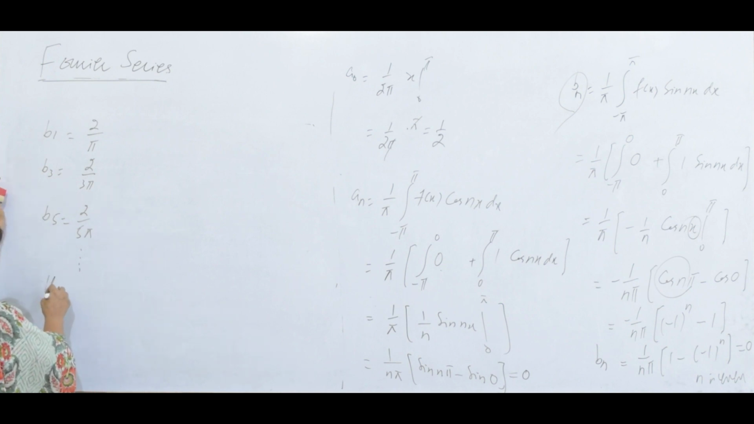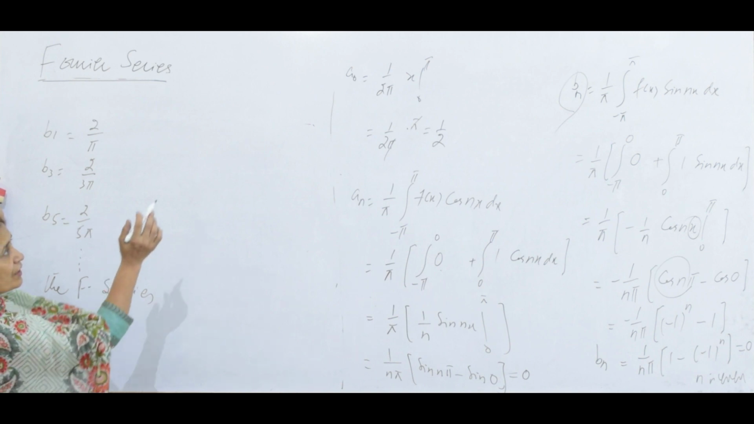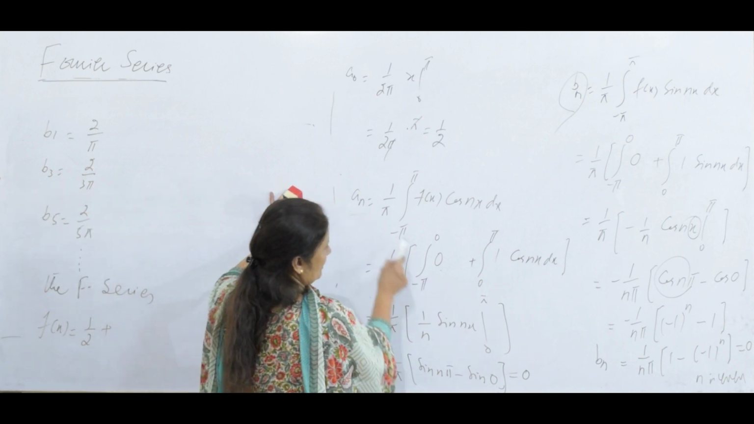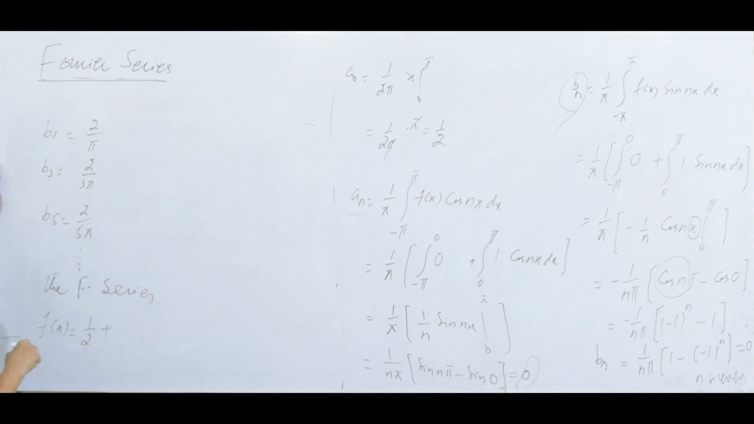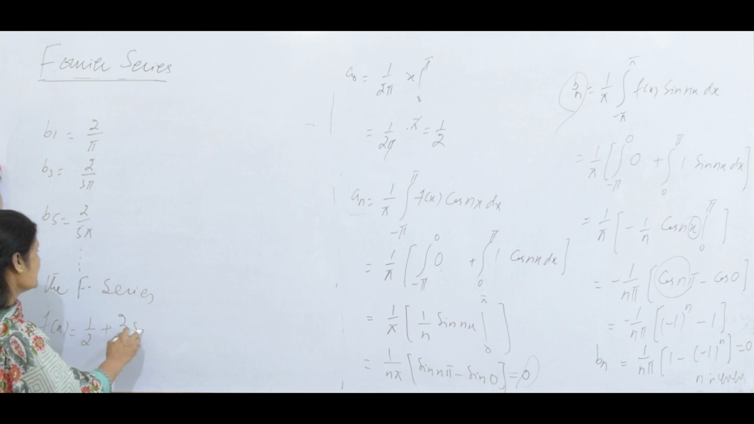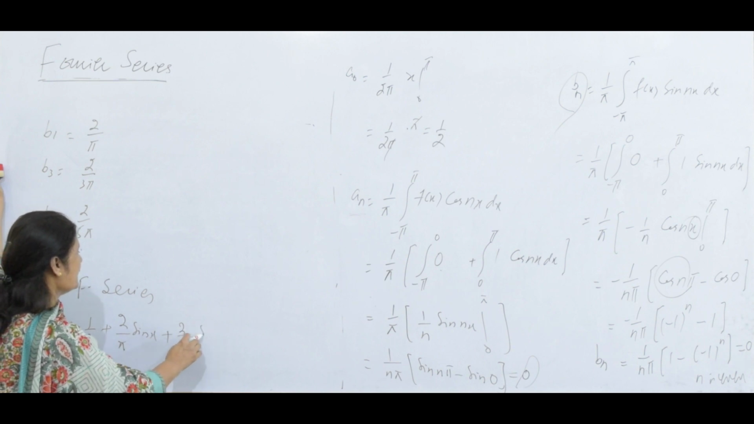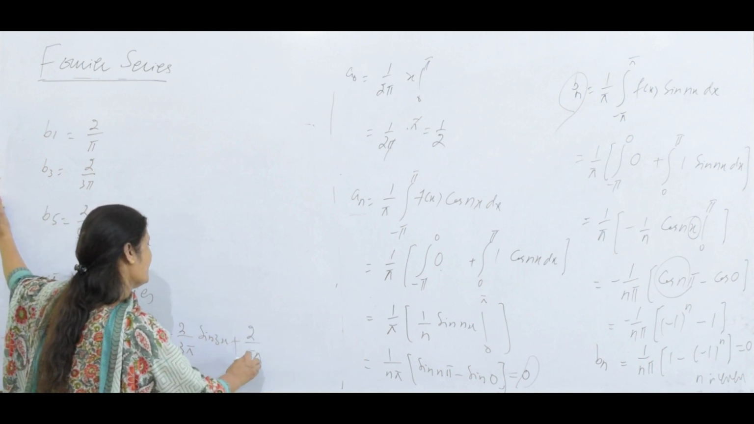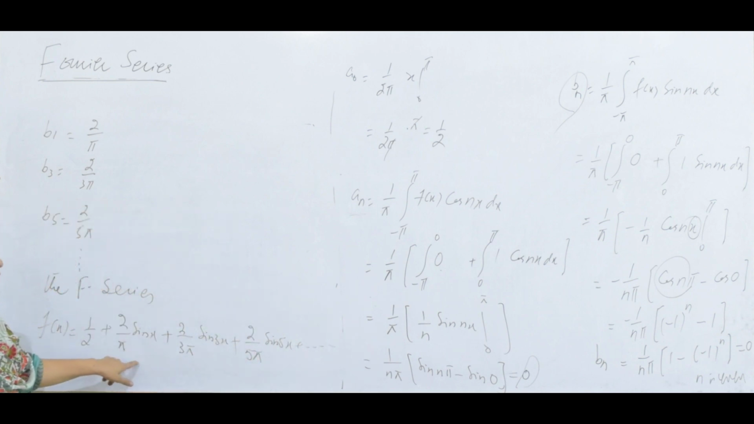So the Fourier series is f of x is a naught. A naught is half, plus a's are 0. A's are 0, we're not writing anything. B1 sine x, B1 is 2 by pi, 2 by pi sine x. B2 is 0. B3 is 2 by 3 pi sine 3x. B4 is 0. B5 is 2 by 5 pi sine 5x and so forth. So this is the Fourier series for a function which is neither even nor odd.